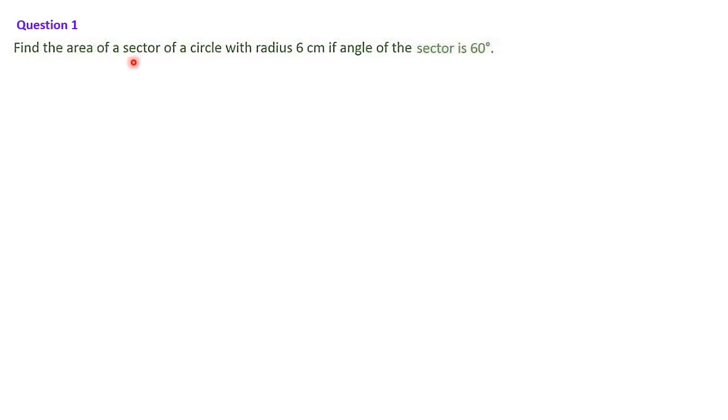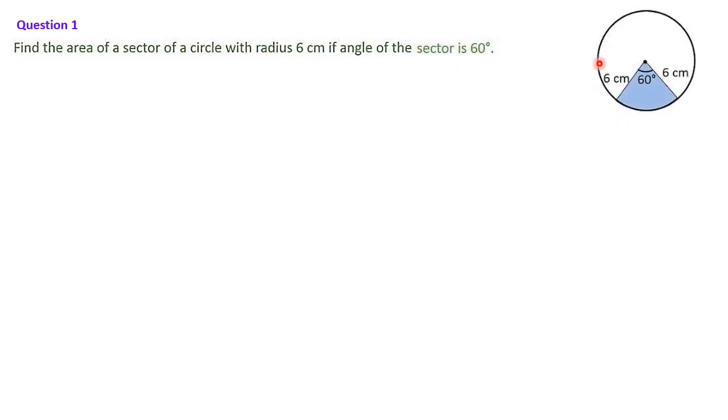Next, we shall discuss the exercise questions. First question from exercise 12.2. Find the area of a sector of a circle with a radius 6 cm if the angle of the sector is 60 degree. Here we are asked to find the area of the sector. Radius of the circle is given to us, 6 cm, and angle theta is given to us, 60 degree.